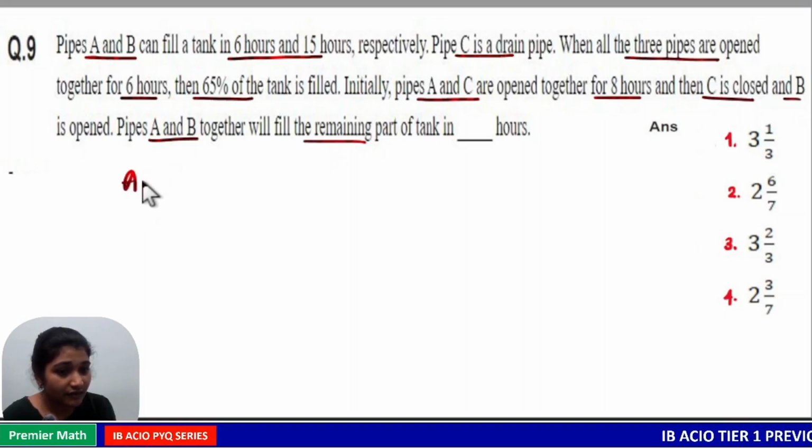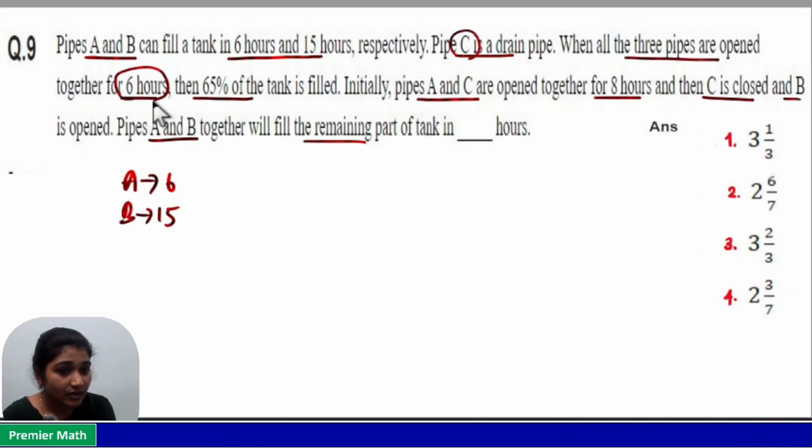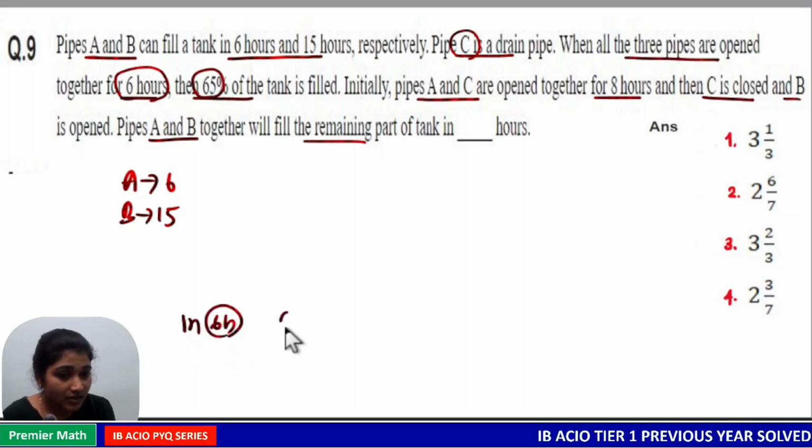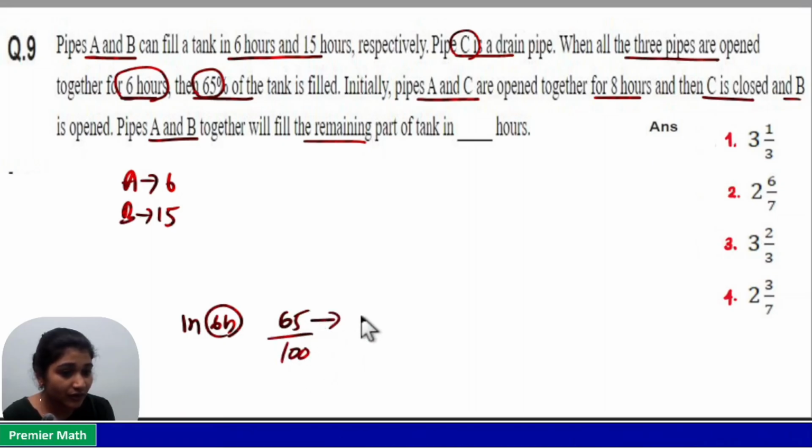Here A can fill the tank in 6 hours, B can fill it in 15 hours. Now, when all three pipes are open, here C is a drain pipe. When all three open, they together fill 65% of tank in 6 hours. So in 6 hours, 65% of tank is filled by ABC together. That is, if total capacity is 100 units, 65 units filled in 6 hours by ABC together.